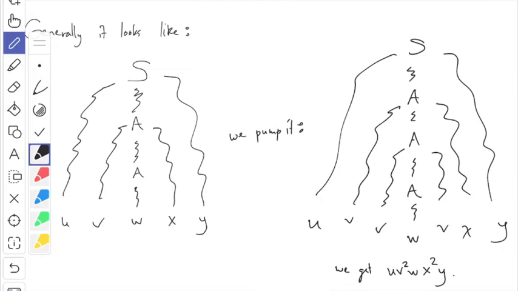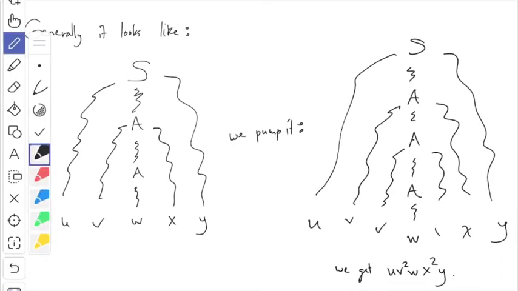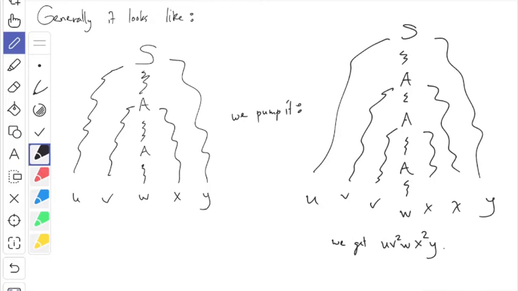Yes? Yeah, sorry. X on the right side there. Yeah, thanks. The big A makes a V on the left side and an X on the right side. Right there. Thank you for that. All right. This is the general scenario, what it looks like when we do the pumping.